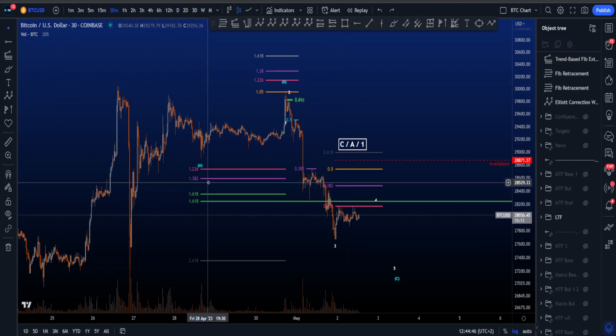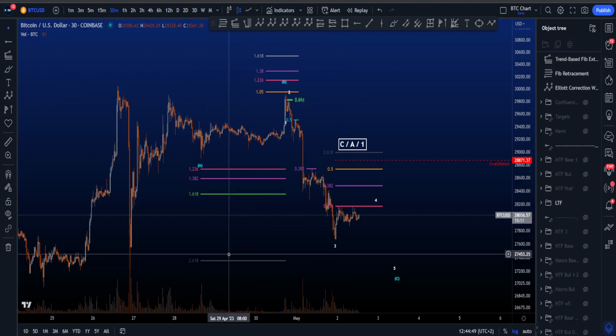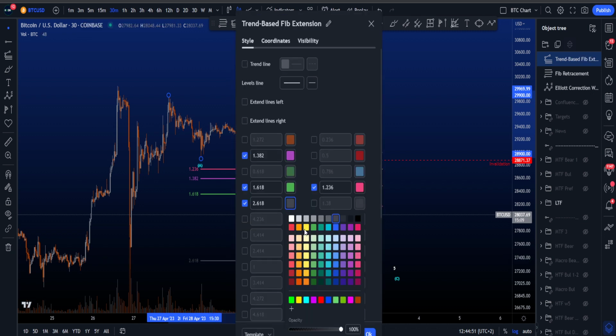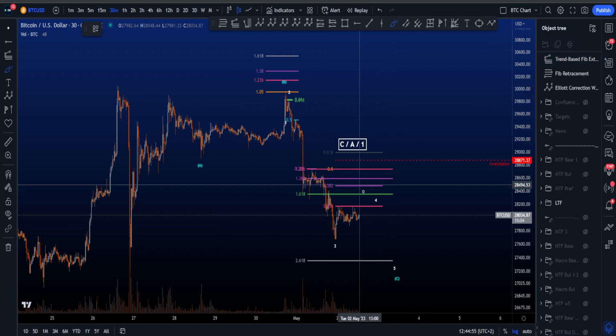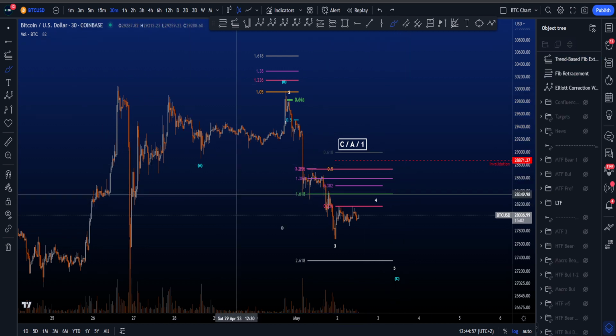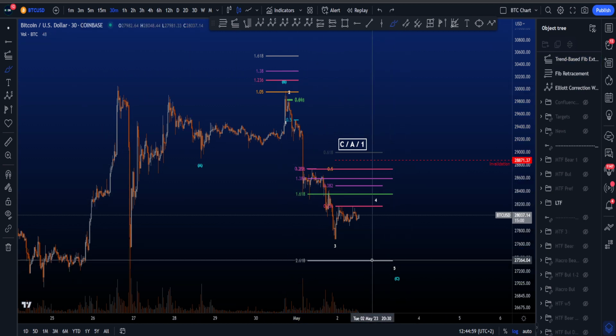And then we still have one target remaining, which is a target that is not very clear on the chart. So let me make it a little bit brighter, which is the 2.618. So these are more common targets, but the 2.618 over here, which currently sits at 27.35K, is a rare target for a wave C.